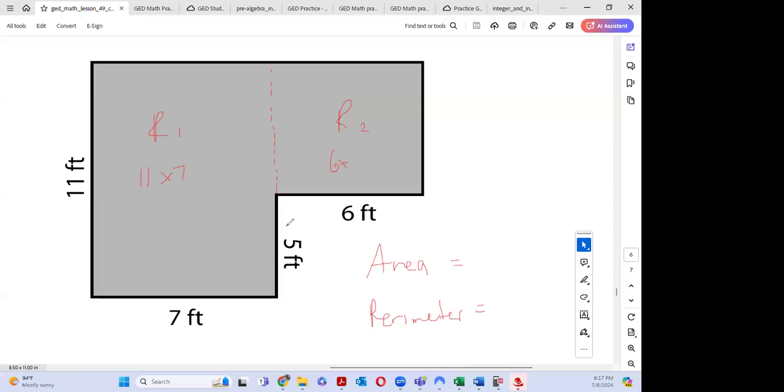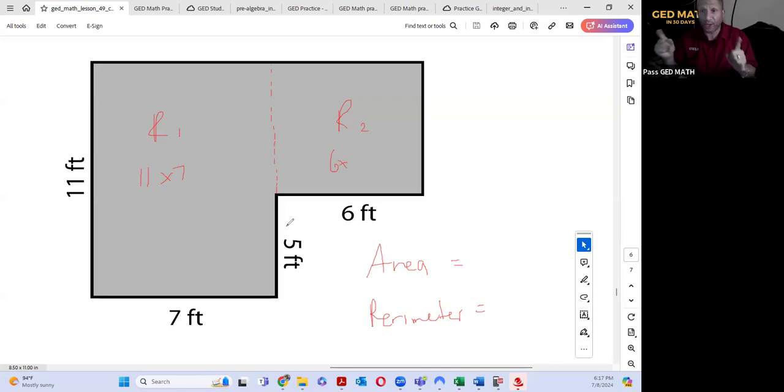No. You do not look at a shape and assume it's a square. It may look like a square, but it is not a square. You always go by what you're given. So what you're going to do is this. Let me make this a little thicker.